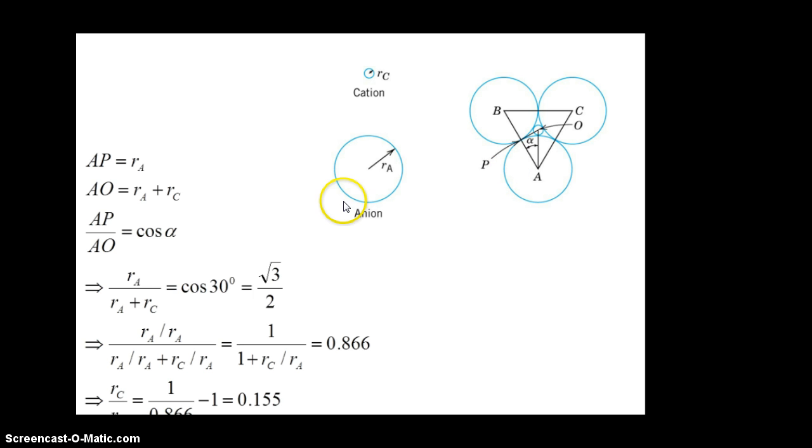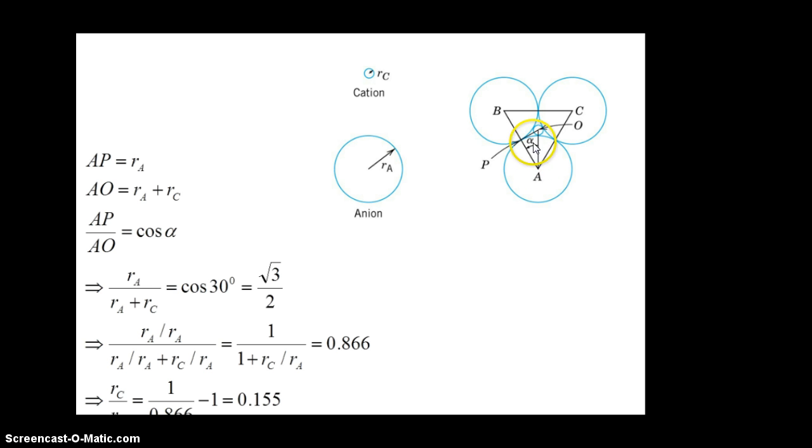Okay, so let's look over here. I'll call the radius RA for AP for the anion, and the radius RC for the cation. So I know that AO must be RA plus RC. From A to O, clearly it's the sum of the two radii, RA and RC. And then we recall the thought that I asked you to hold: we have an equilateral triangle, so this angle here, alpha, is 30 degrees.